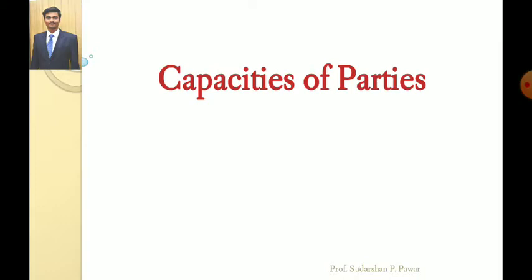Section 11 of the Indian Contract Act 1872 says that every person is competent to contract who is of the age of majority according to the law to which he is subject, and who is of sound mind, and is not disqualified from contracting by any law to which he is subject.